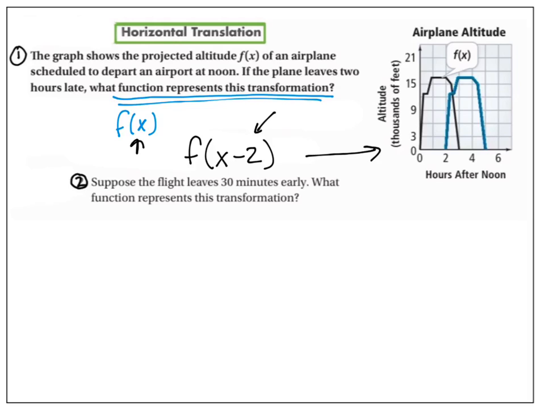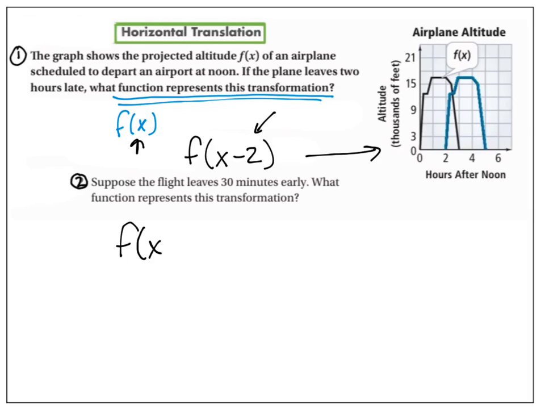It seems kind of counterintuitive because when we were dealing with the vertical, subtracting dropped it down like it was supposed to, adding brought it up. But in this case, when it's inside and applying to the input, subtraction actually moves it to the right. Addition here would move it to the left. And here it says, suppose the flight leaves 30 minutes early. What function represents this transformation?